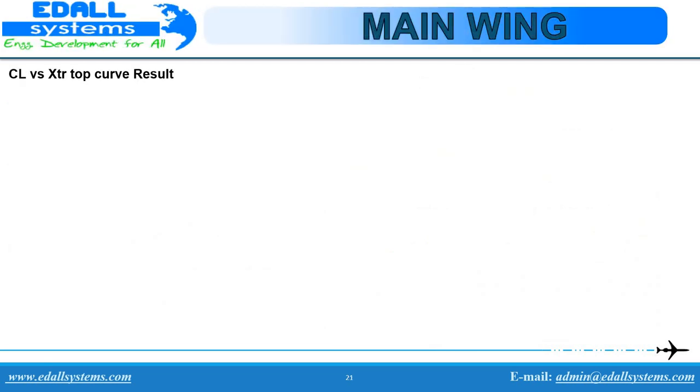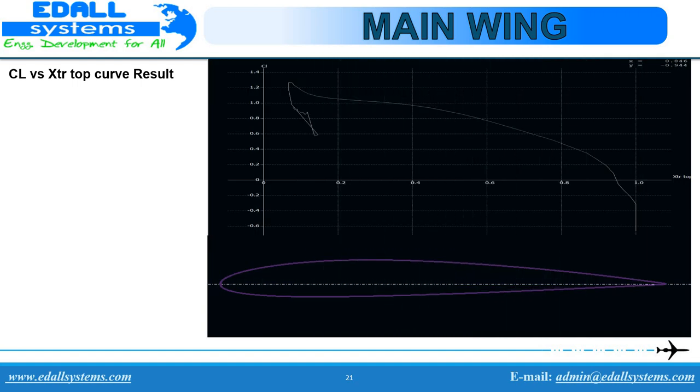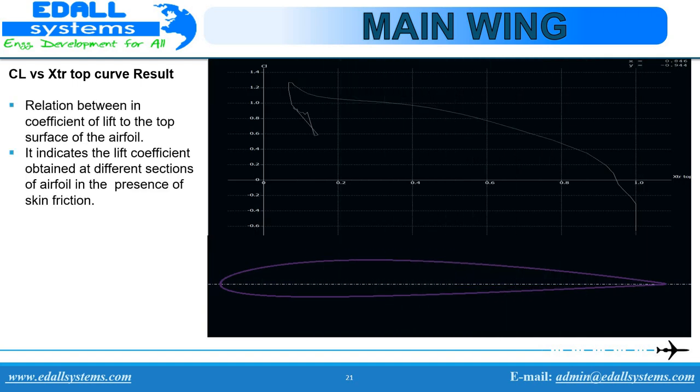The result that we have got for CL versus the top surface of the airfoil is shown in the graph here. The relationship of the coefficient of lift to the top surface of the airfoil indicates the lift coefficient obtained at different sections of the airfoil in the presence of skin friction drag.